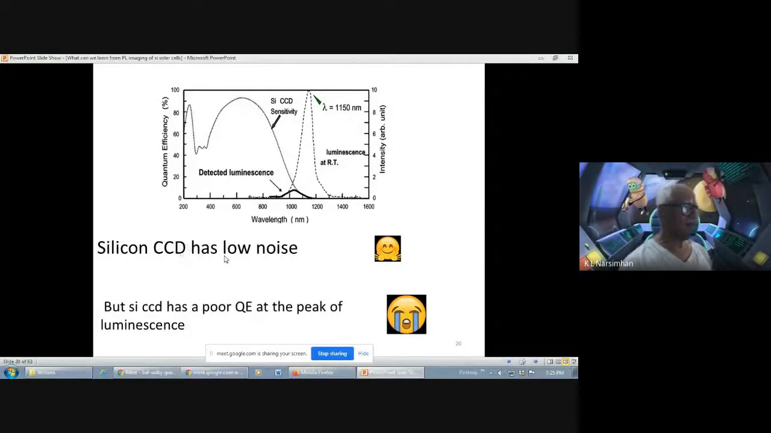The silicon CCD has one big advantage. It's very low noise, because these days we make very high quality silicon cameras. On the other hand, the quantum efficiency is very small, and this is where the challenge actually is.